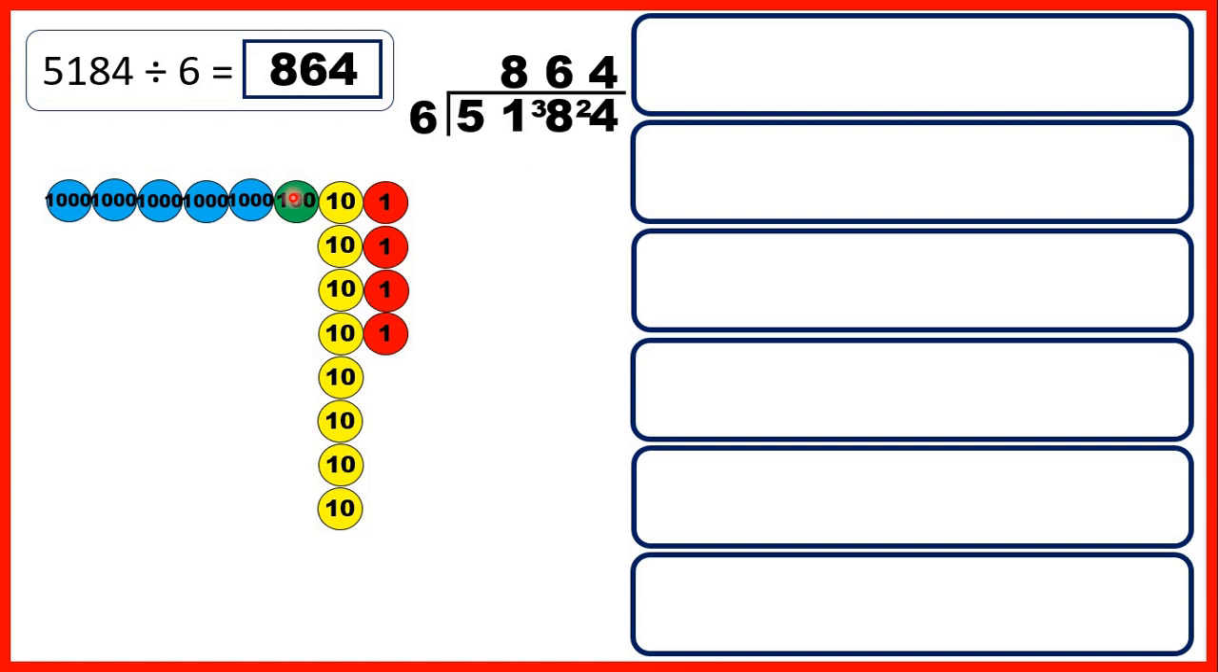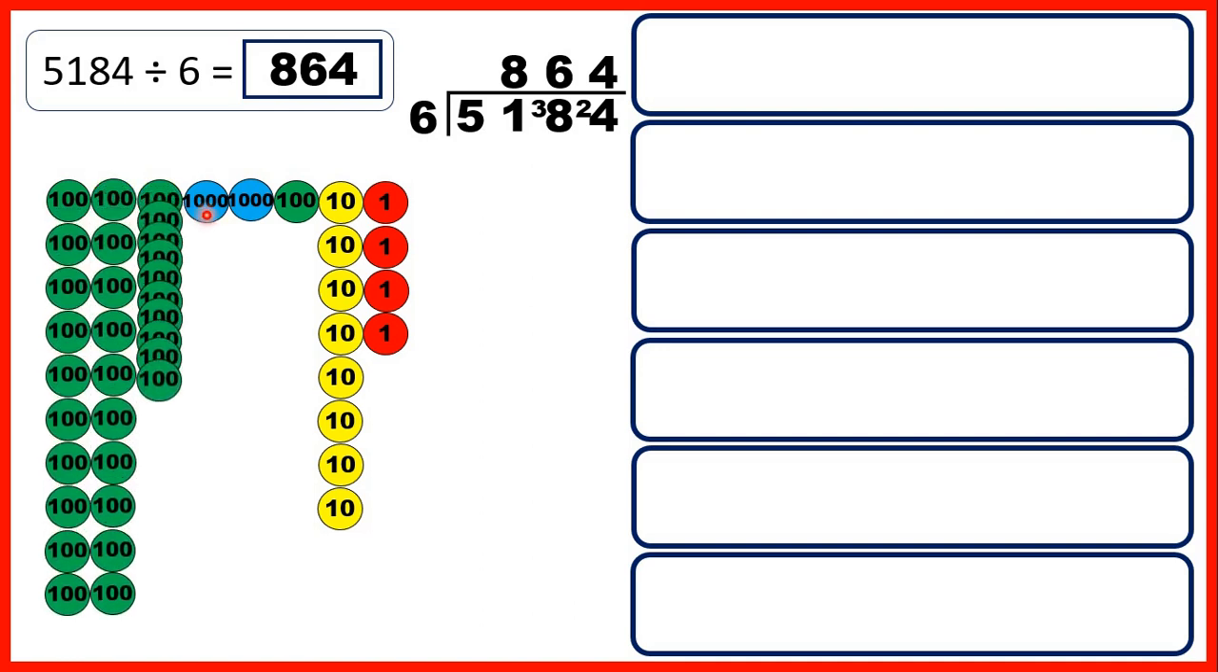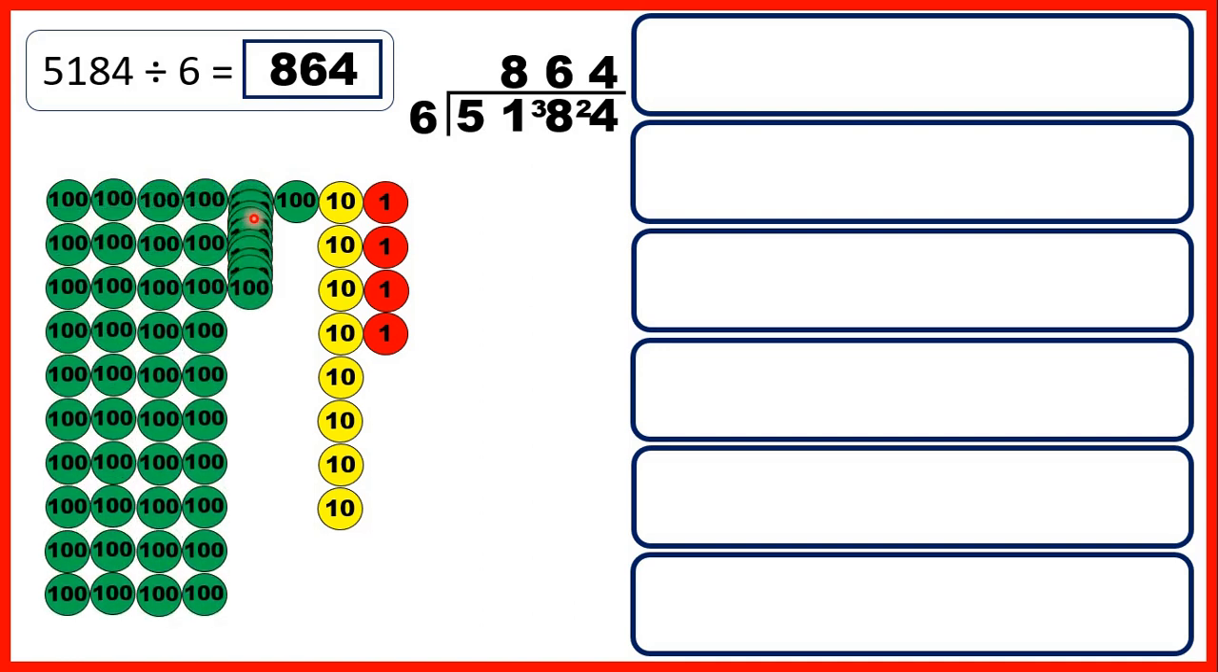5,184, so there's 5 thousands, 1 hundred, 8 tens, and 4 ones. We're dividing by 6, so we need to share these place value counters out between our 6 groups. We can't share out our 1,000 place value counters because we only have 5 of them, but we have 6 groups, and with division we need to make groups of the same size. But we can exchange each of our 1,000 place value counters for 10 hundred place value counters, and that gives us 5,100 place value counters altogether.